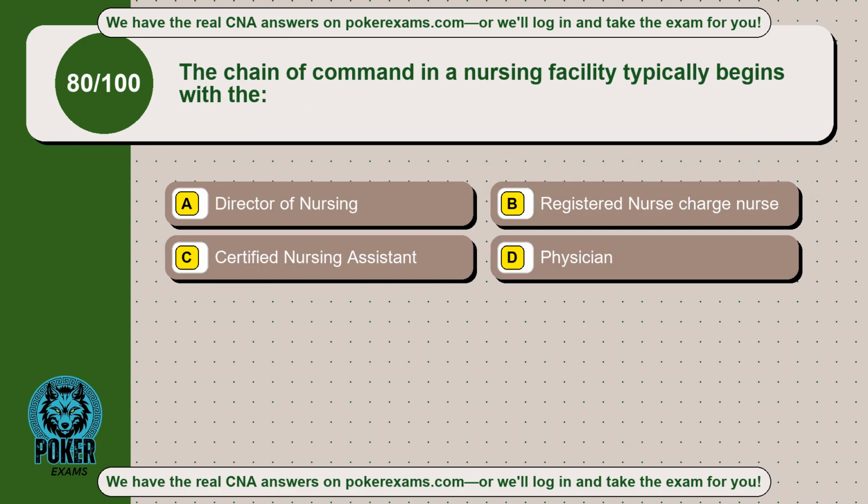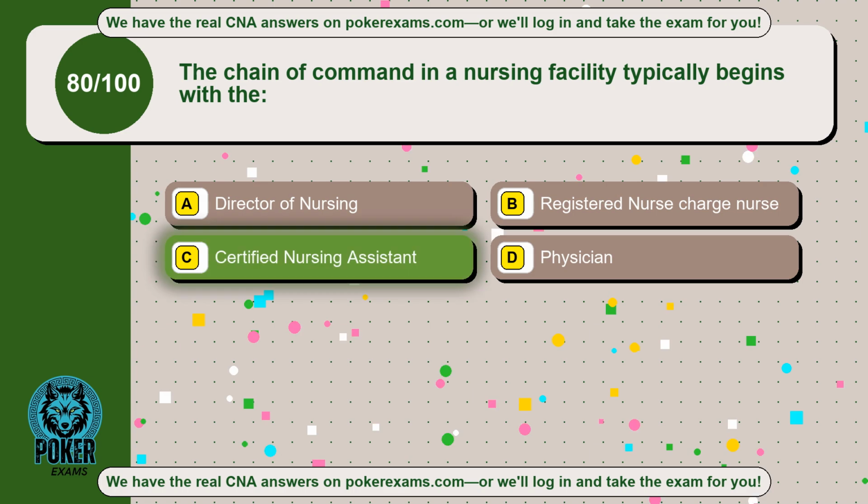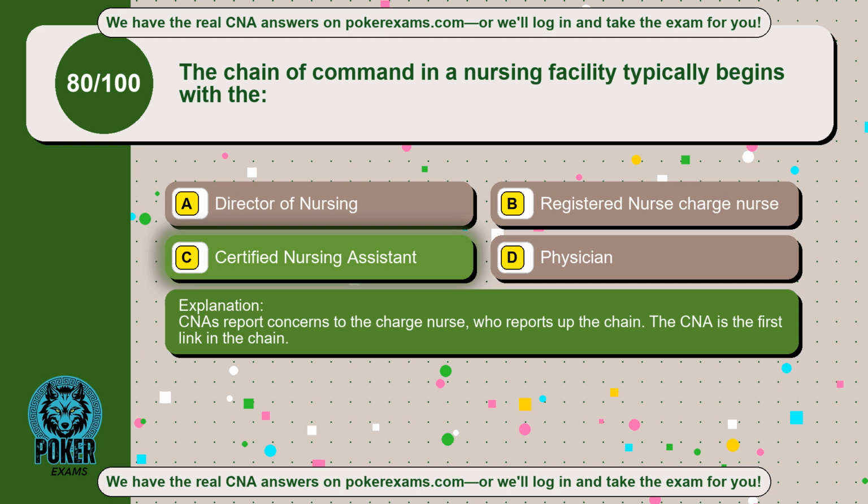Question 80. The chain of command in a nursing facility typically begins with the: Option A, Director of Nursing. Option B, Registered Nurse Charge Nurse. Option C, Certified Nursing Assistant. Option D, Physician. The correct answer is option C, Certified Nursing Assistant. CNAs report concerns to the charge nurse, who reports up the chain. The CNA is the first link in the chain.